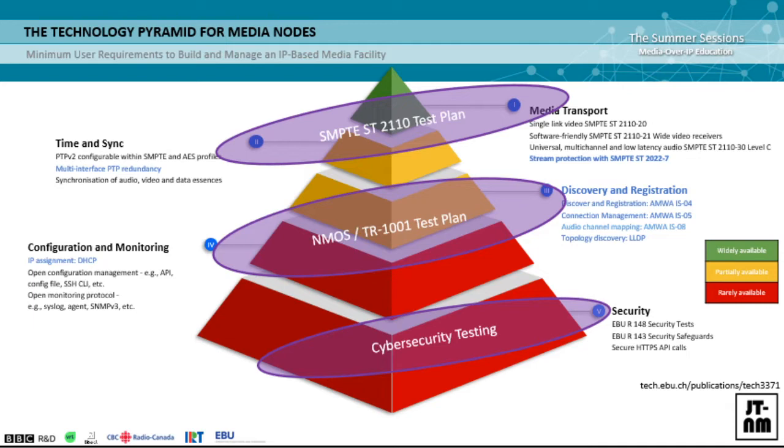the new drawing. Here, I'm just trying to show you how the test plans and how the areas of testing are mapped to the actual layers of the pyramid, with the 2110 test plan covering media transport and timing and synchronization, the NMOS NTR 1001 test plan covering the discovery and registration and going into the configuration and monitoring, and of course, cybersecurity being the basis of the pyramid from the beginning. It's still an integral part of the program, and without that, you cannot really be sure in any kind of IP installation.